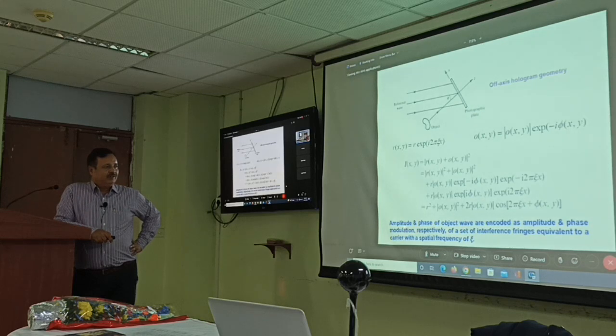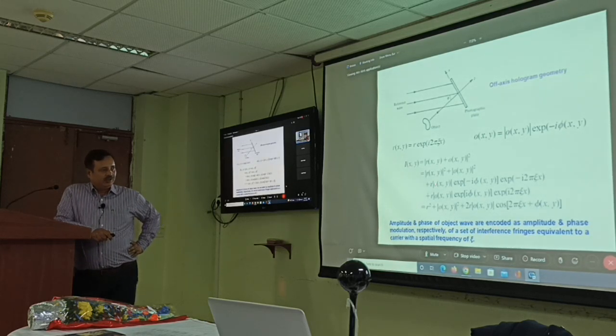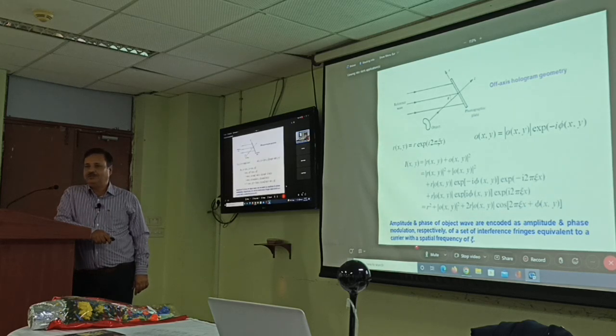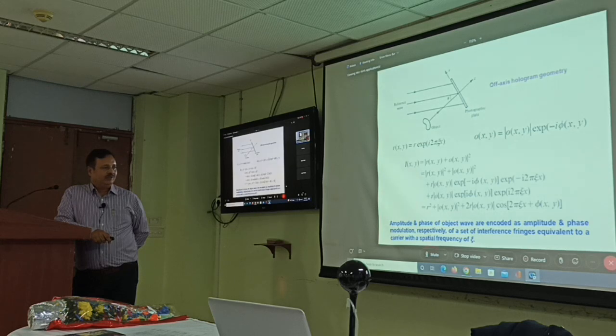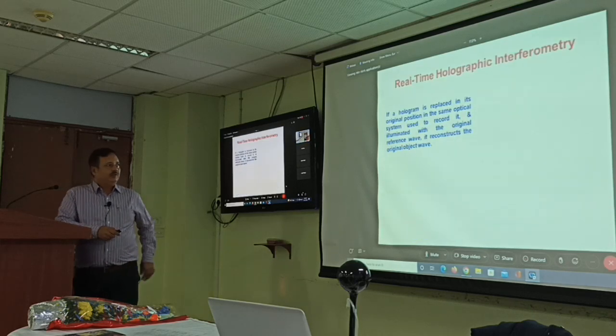So what does it mean? It means the amplitude and phase of the object wave are encoded. The amplitude and phase of the object wave have been encoded as amplitude and phase modulation. This is what has been modulated, of a set of interference fringes equivalent to a carrier with a spatial frequency of this one.